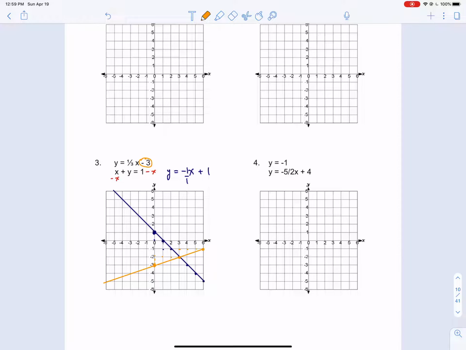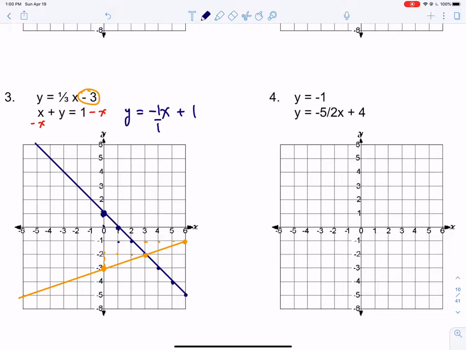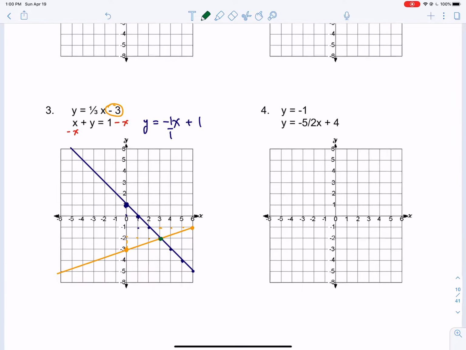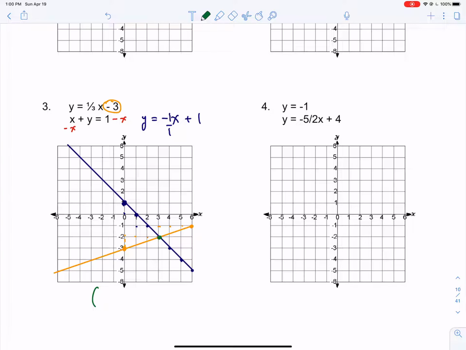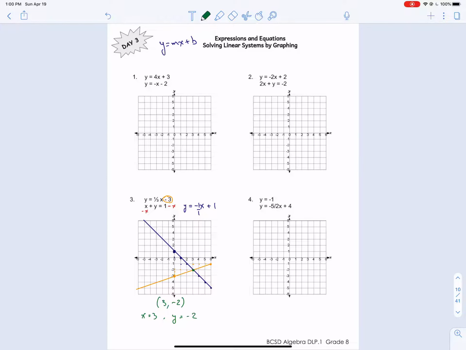All right, and then our intersection, we can see, and it doesn't say how to answer, but we're just going to answer it as an ordered pair. Okay, so this will be this point here, and so the answer, the solution, is 3 comma negative 2. Or you could say x equals 3 and y equals negative 2. Either way.